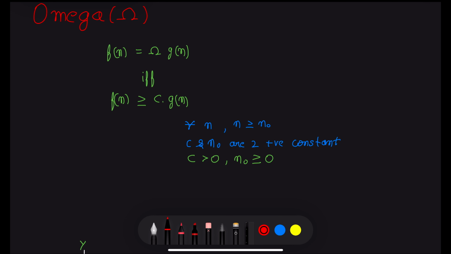In this video, we are going to learn about omega and theta notation. We have already covered big O notation in our previous video. So let's start with the first notation, which is omega.